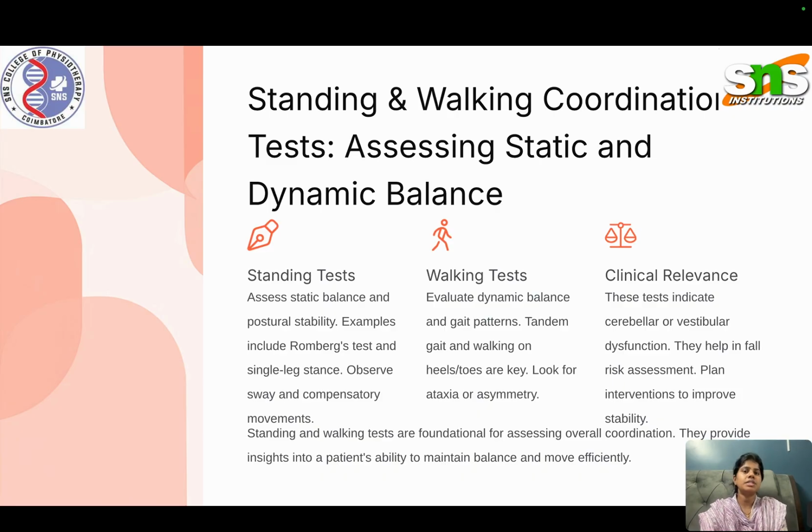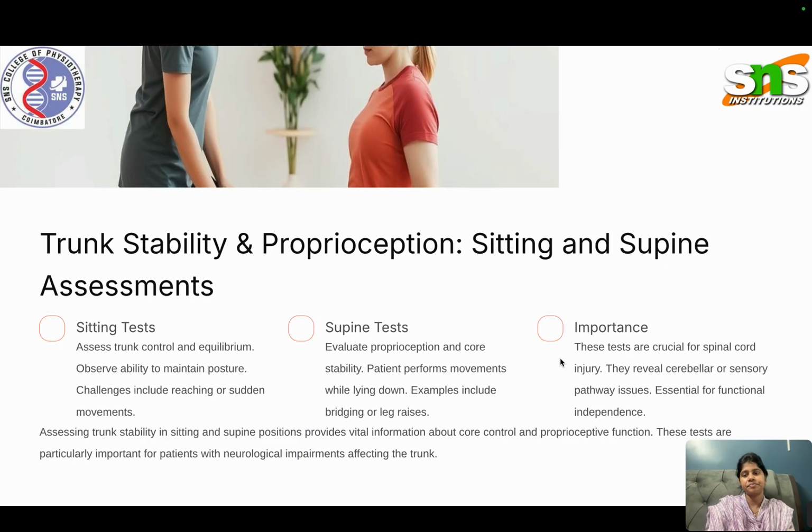Walking tests such as tandem gait. Tandem gait is where the patient will be asked to stand with one foot in front of the other foot. It evaluates dynamic balance. We'll be observing if there is any sway. Sway is when the patient moves to and fro or side to side. And is there any ataxia? Ataxia is a lack of coordination of movements happening together. And any compensatory strategies. Compensatory strategies are when the accessory or compensatory muscles work instead of the actual muscles. All those things will be assessed during the test.